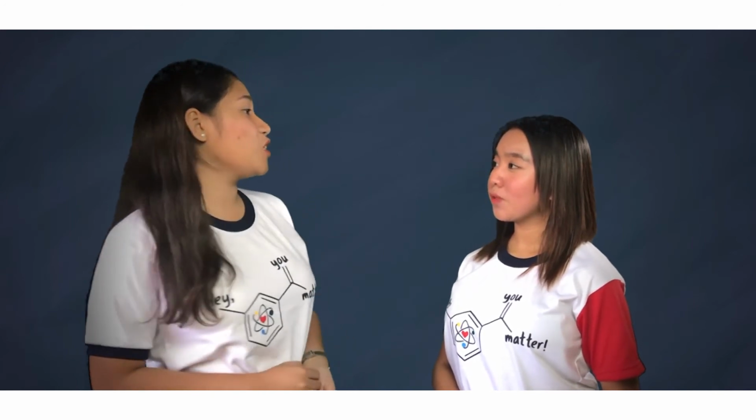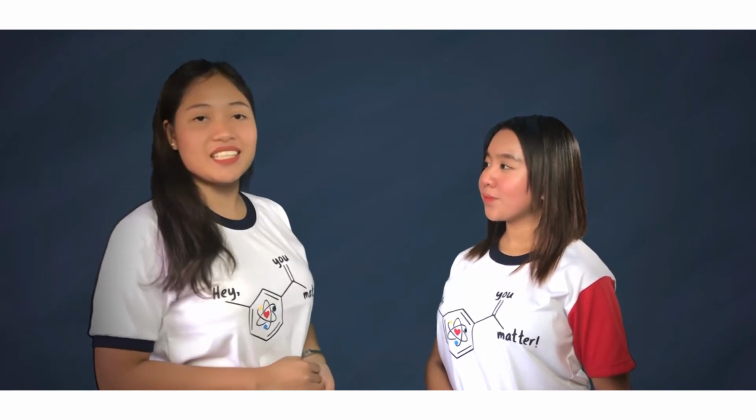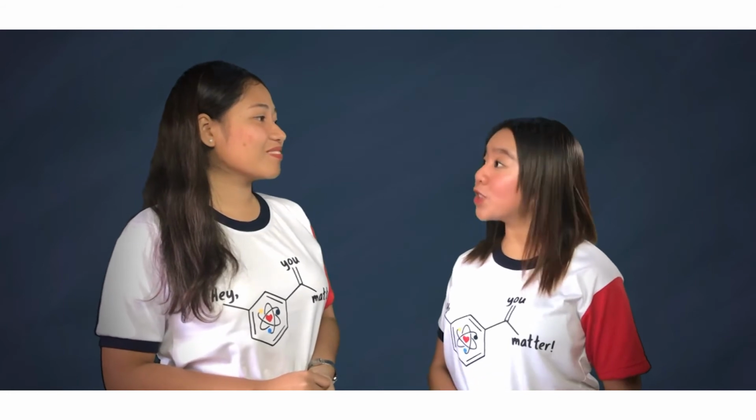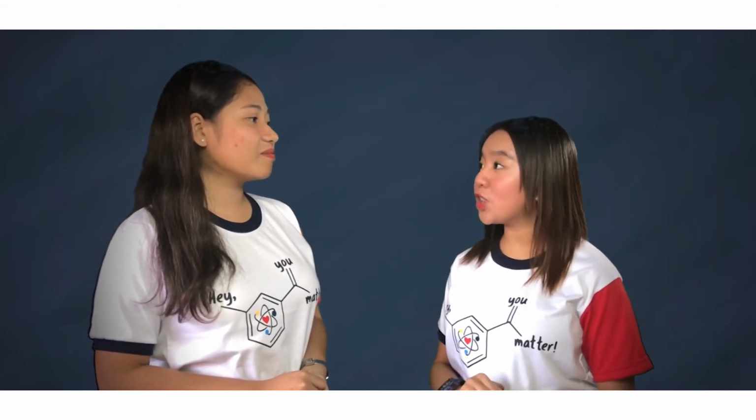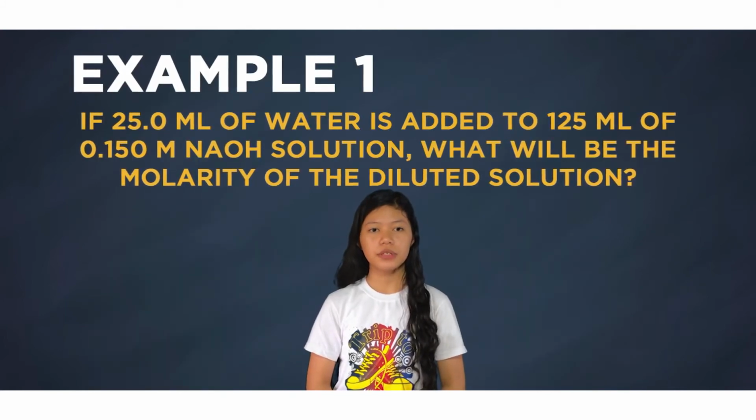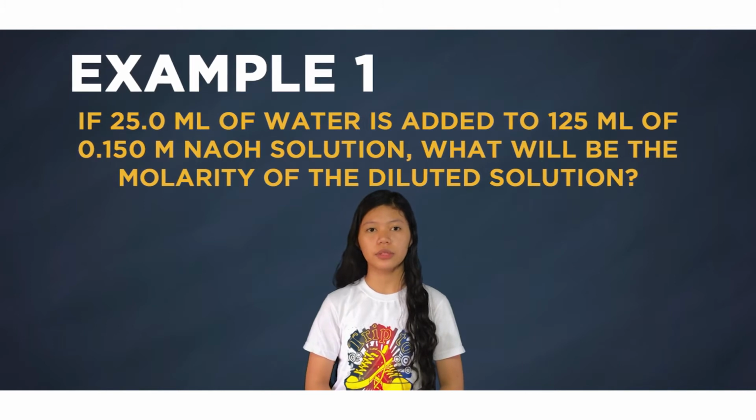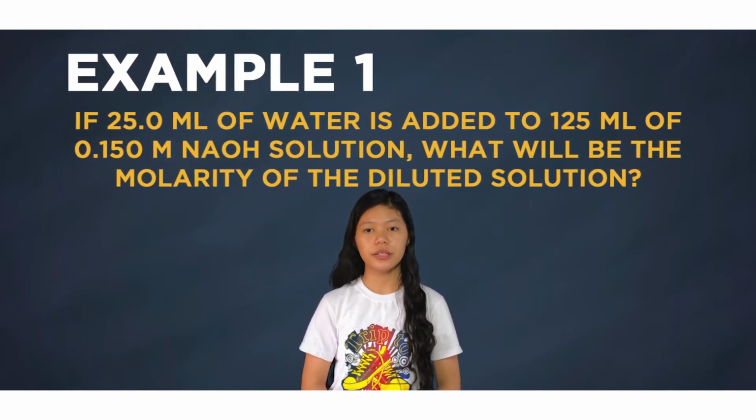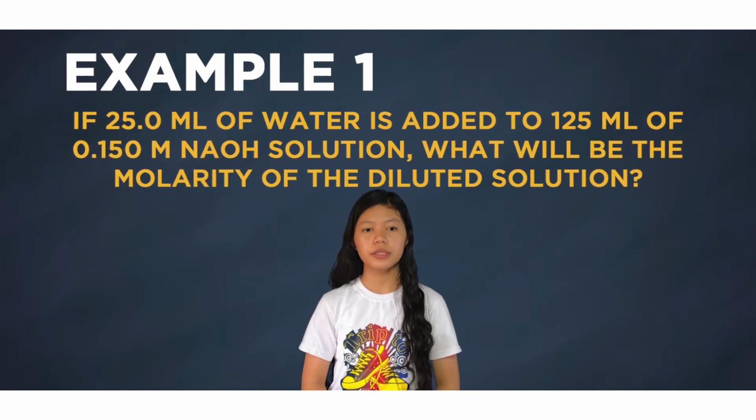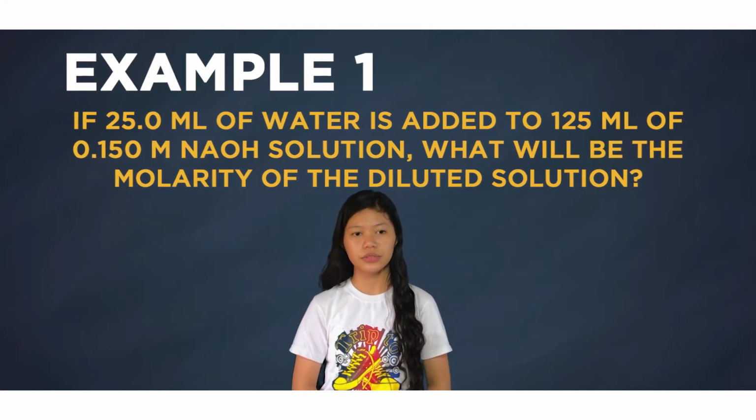Dilution can also be achieved by mixing a solution of higher concentration with an identical solution of lesser concentration. Do you know someone who can give an example of dilution of concentrated acid? Yes, I know someone who can give an example and formula of dilution of concentrated acid. Example, if 25.0 ml of water is added to 125 ml of a 0.150 M sodium hydroxide solution, what will be the molarity of the diluted solution?